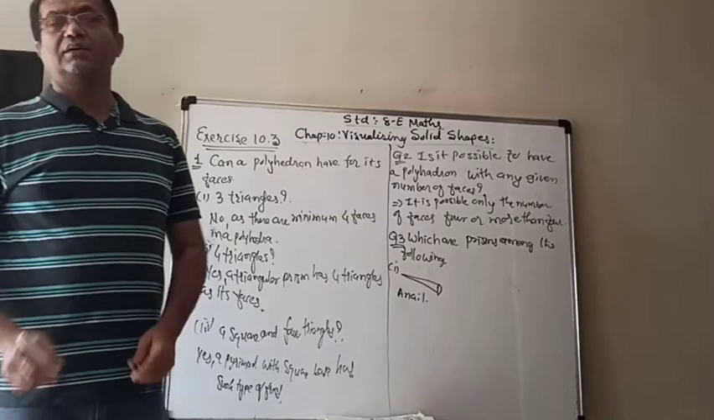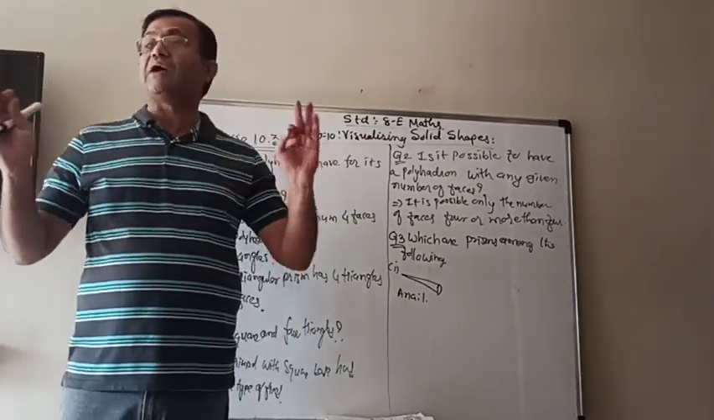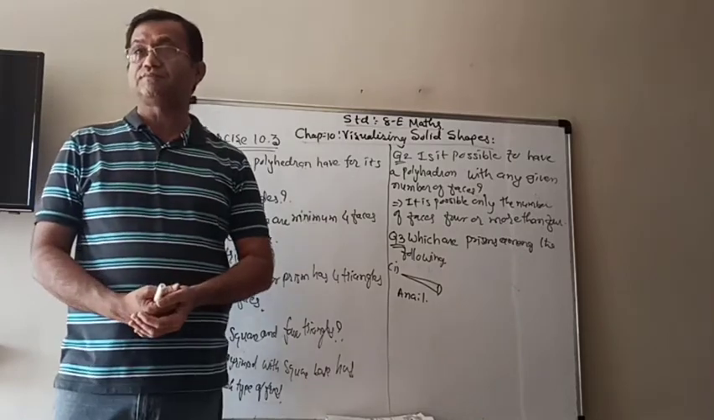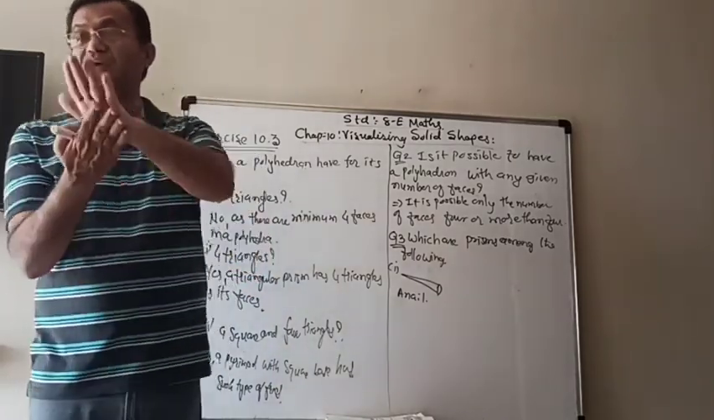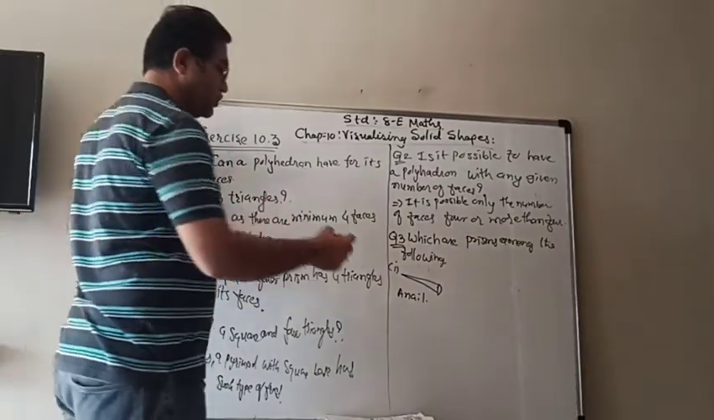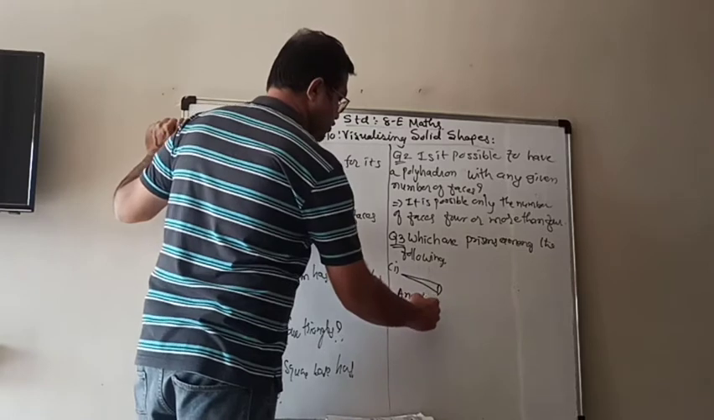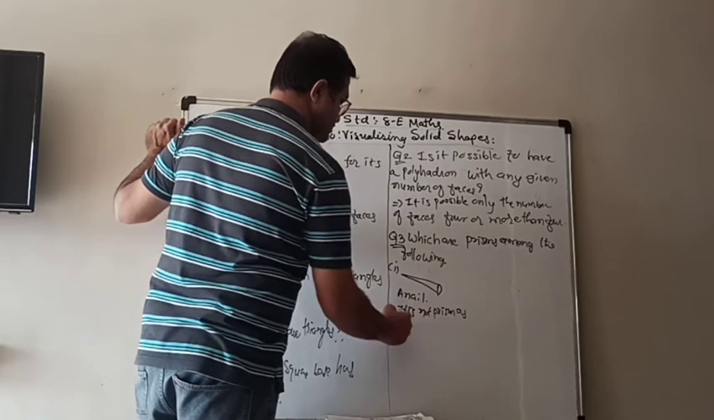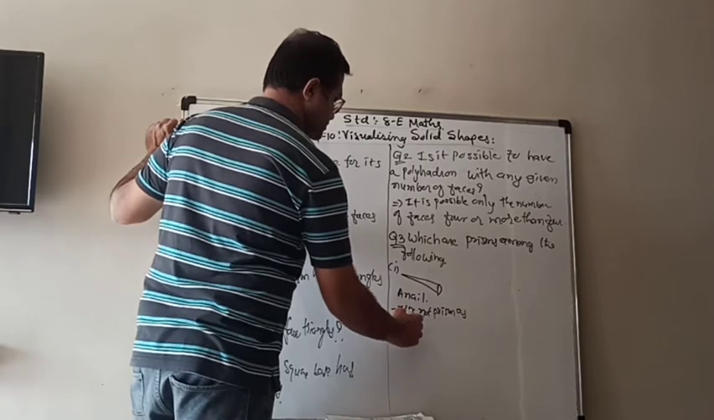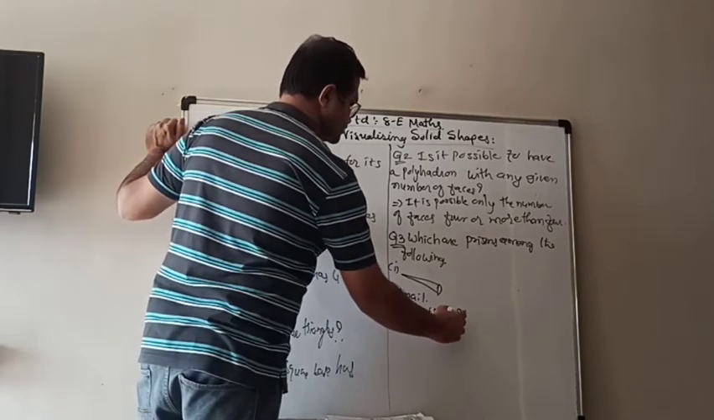We learn in the polyhedron that they cannot have any curved faces. But here a nail has a curved surface and a flat surface. So it is not a prism as it has a curved surface.